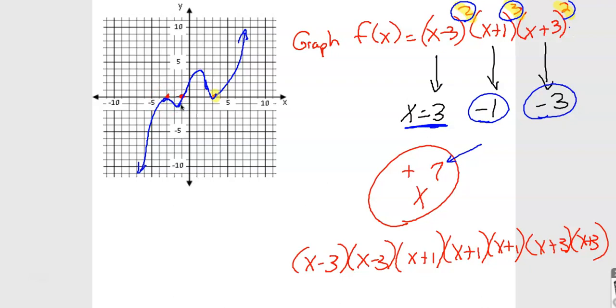Now, if I wanted accuracy, what you would need to do is do a little bit of an XY chart. What we're going to concentrate on is plugging in some numbers, specifically numbers in between, like for instance, 0. 0 is very easy to calculate. If I put 0 right here, I'm going to get -3. Put 0 right here, I'm going to get 1. Put 0 right here, I'm going to get 3. If I multiply all that together, that's -9. So literally, 0.